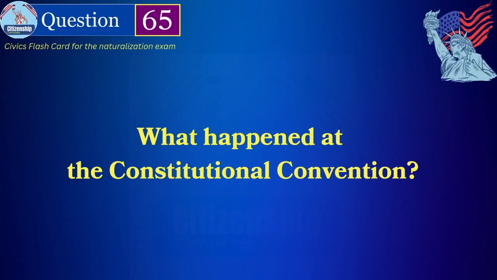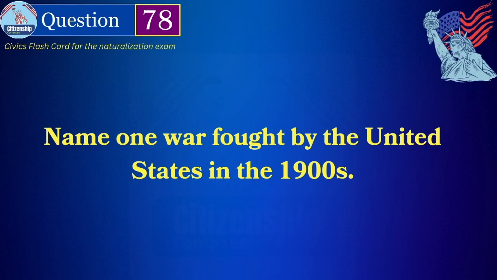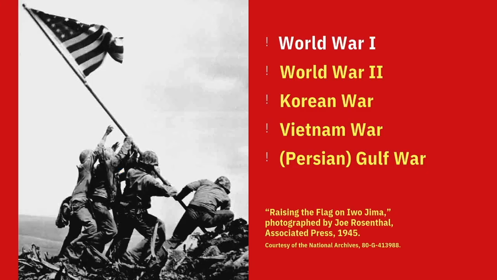What happened at the Constitutional Convention? The Constitution was written. Name one war fought by the United States in the 1900s. World War I.